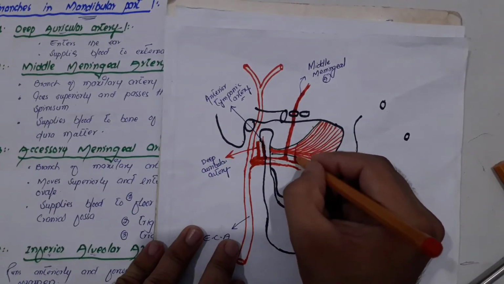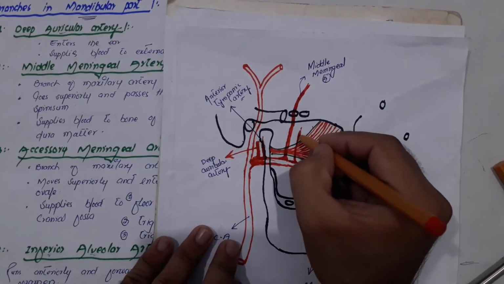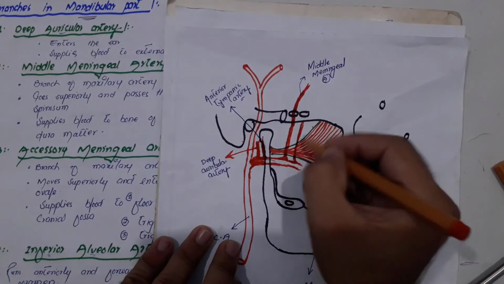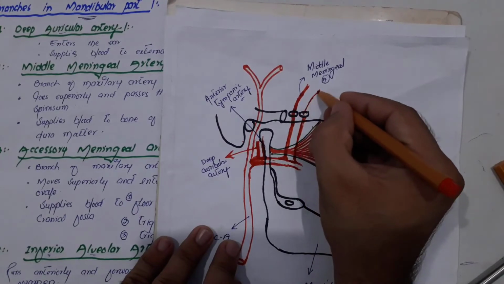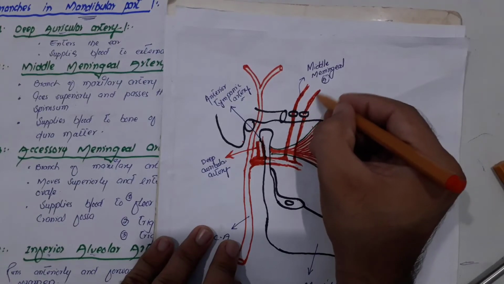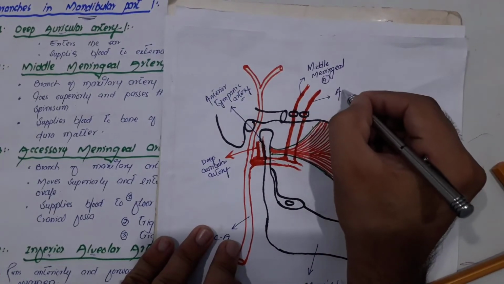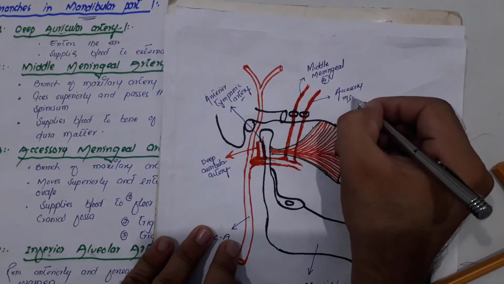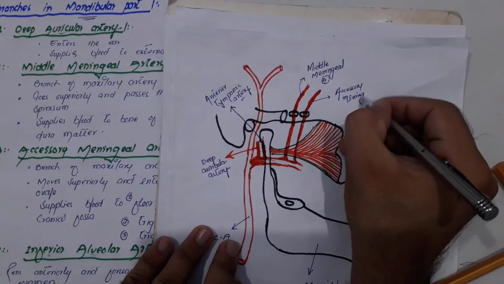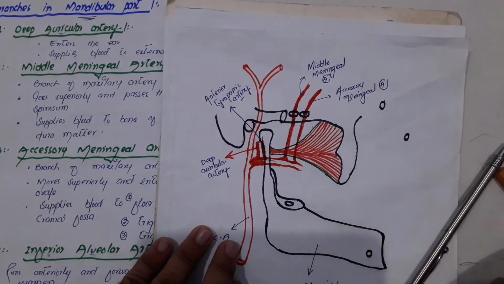Then another branch from this maxillary artery arises, and this branch also goes, I have told you, goes superiorly and passes through the foramen ovale, right? Look carefully. This artery is going up and has passed out of the foramen ovale, right? This artery is the accessory meningeal artery, right? Very good.